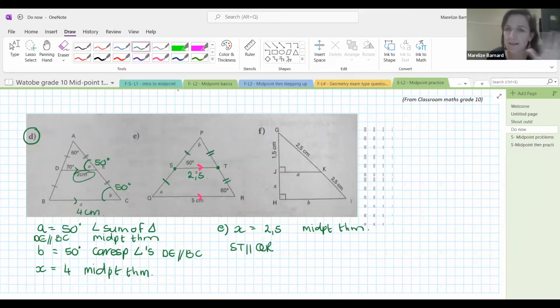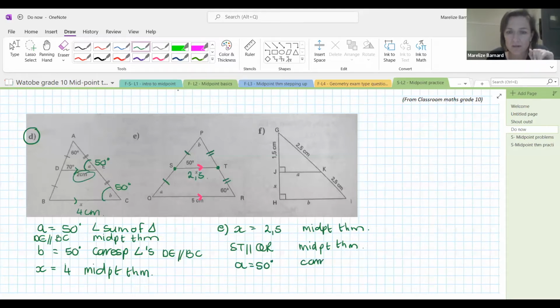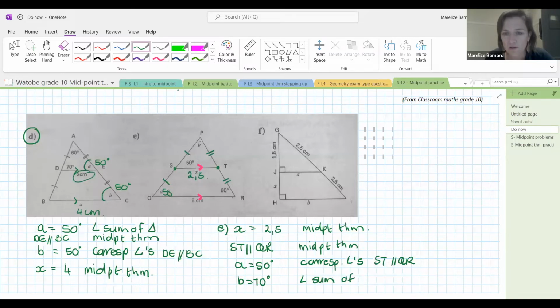You have to state that. Somewhere in your answer, you must have the fact that it's parallel because of the midpoint theorem. You can't leave that bit of the story out. So A is 50, corresponding angles, ST parallel to QR. So that makes that 50. And then we're going to go B plus 50 plus 60. So 50 plus 60 is 110. That gives me B is 170. And that's angle sum of triangle.